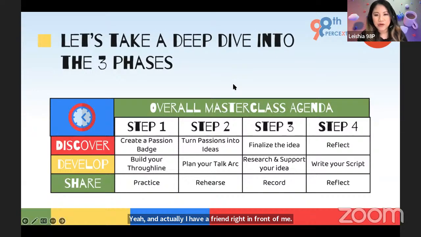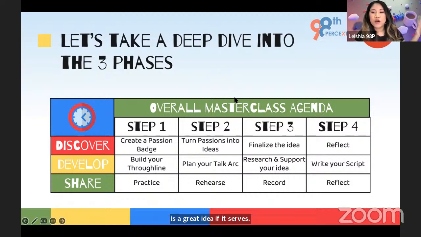Okay, everyone, I'm going to give you a quick hint. It is a great idea if it serves who? I see Serafina. How would an idea be great? It could help the world. It could be something special. Let's say, to make an idea great, we could stop littering.